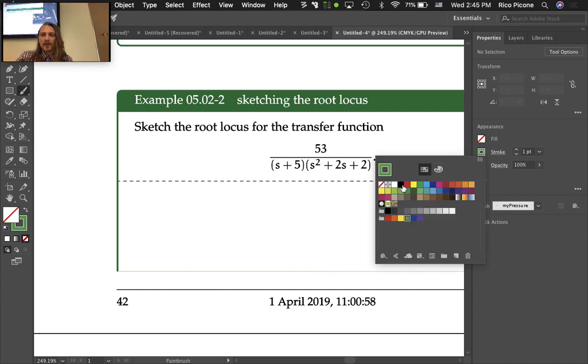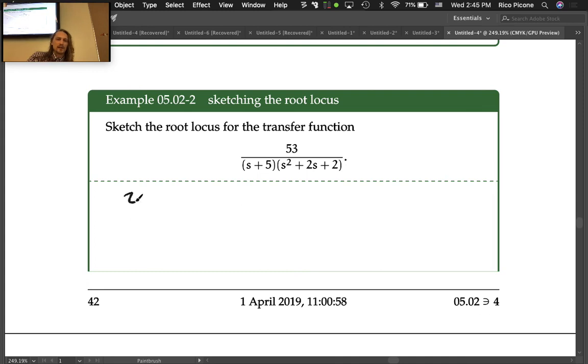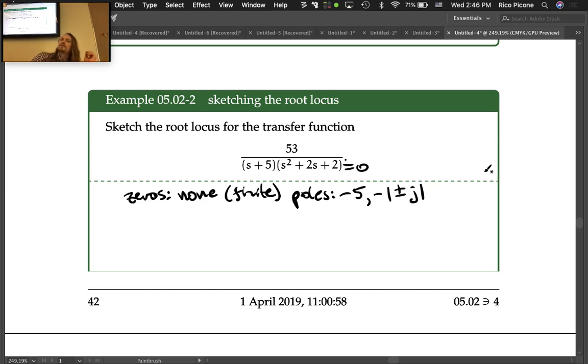The other more involved example has how many zeros? Zero, no zeros. I switched it on you guys. So none that are finite. I was so sneaky. Poles: there are 2 from this and 1 from that, so there are 3 total. There's 1 real and 2 imaginary. If you use the quadratic formula and set that equal to 0, you're going to find that they show up at -1 plus or minus j1. So those are our 3 poles. So NP minus NZ equals 3 minus 0, there are no zeros, equals 3. So there are 3 asymptotes.